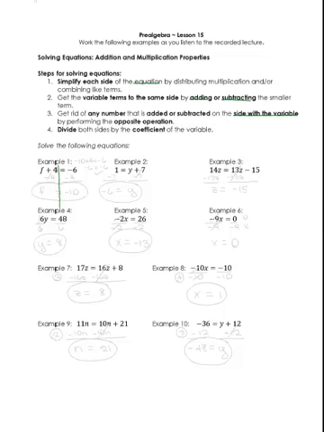The place I'm going to start is my variable terms are already on the same side. F is the only variable term there. Each side is already simplified, so I don't have to do step 1. But step 3 says get rid of any number that is added or subtracted on the side with the variable. And over here with F, I do have a 4 that's added, plus 4. I want to do the opposite operation. Instead of adding 4, I'm going to subtract 4 from that side. That'll get rid of that 4.